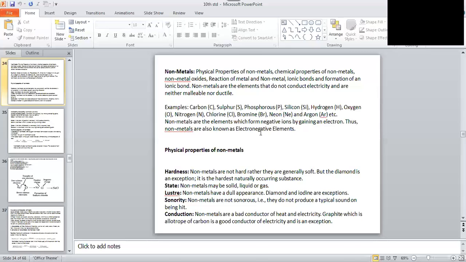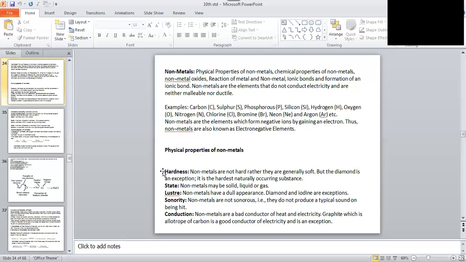Therefore, non-metals are electronegative. We had already studied that metals are electropositive. So the main difference between metals and non-metals is that metals are electropositive and non-metals are electronegative. Now we will study physical properties of non-metals. We had already studied physical properties of metals, so these are exactly opposite for the non-metals.